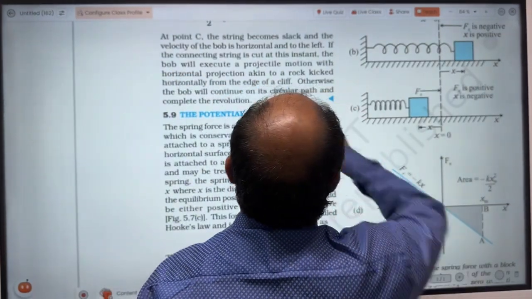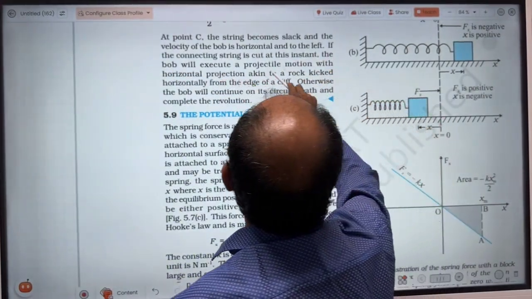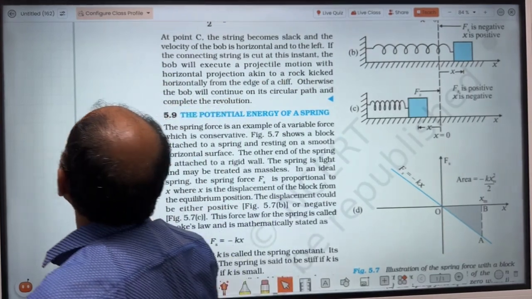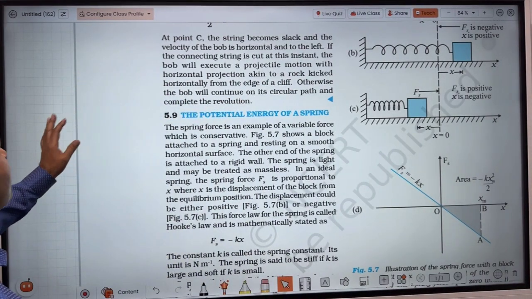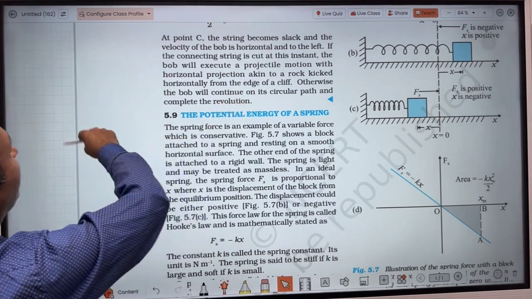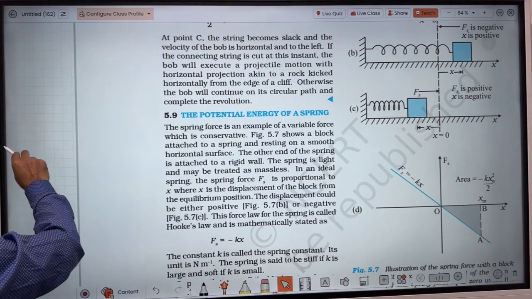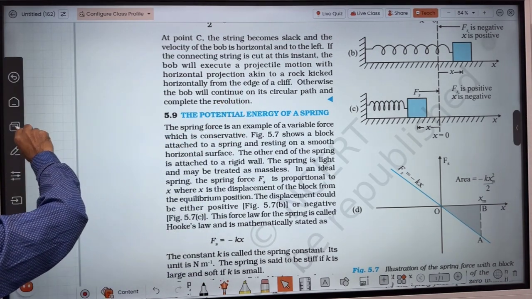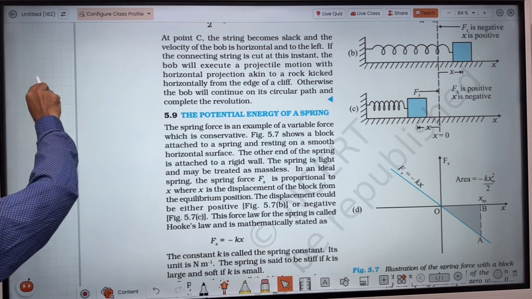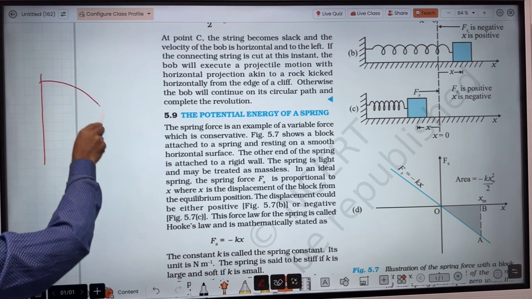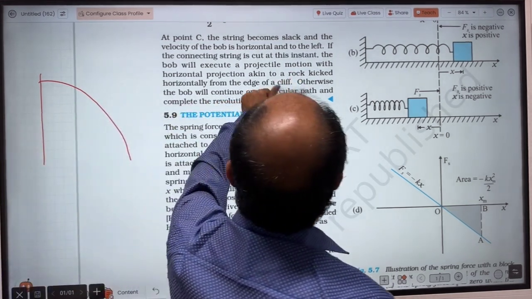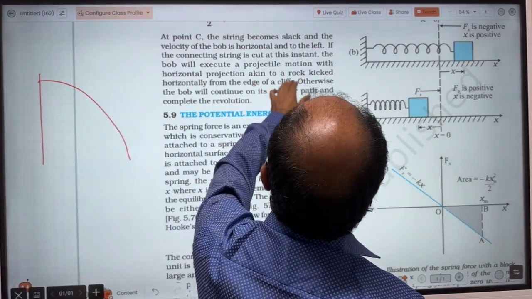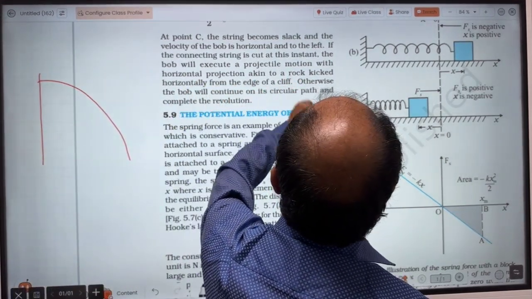Then the body will go tangentially. The bob will execute a projectile motion, but since there is the effect of gravity also, it will follow the trajectory like a projectile follows. I think you remember, if a projectile is given horizontal velocity, then it moves like this. The same will happen there also, with horizontal projection akin to a rock thrown horizontally from the edge of a cliff.